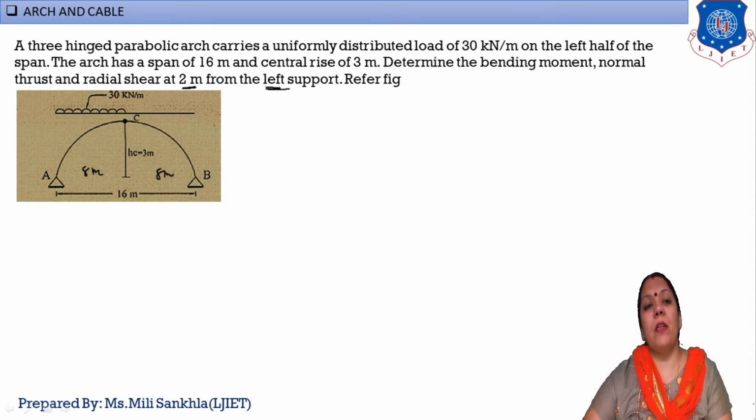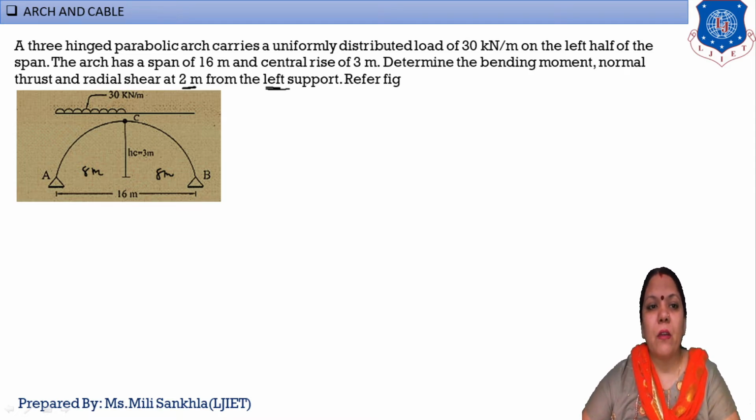Here there is no need to draw a bending moment diagram. Only find out BM, radial shear and normal thrust. Before starting it, first of all we find out the support reactions of the parabolic arch. The figure is given in this example.